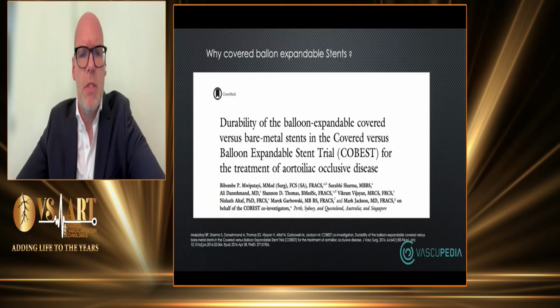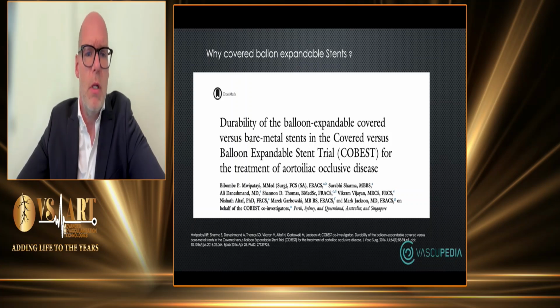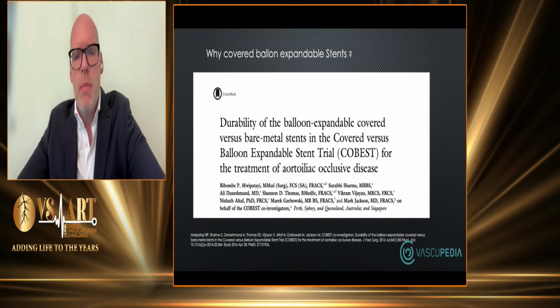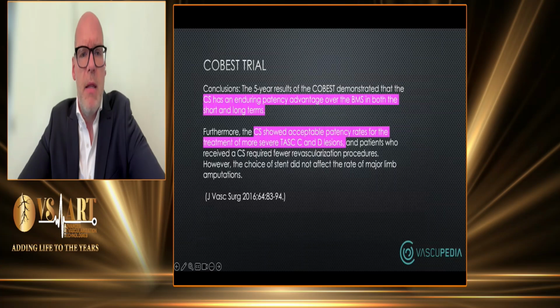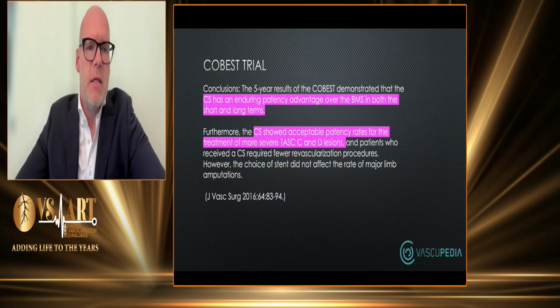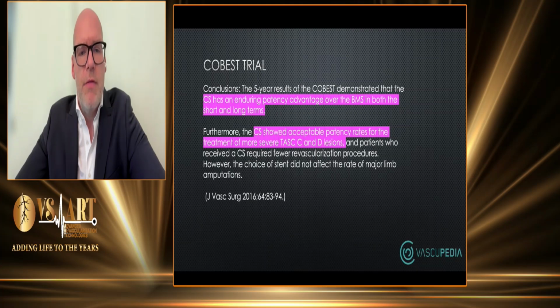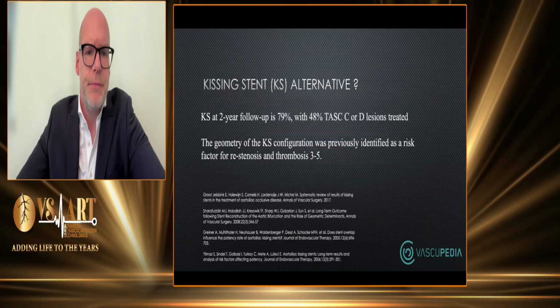So what kind of stents do we use in these IOD lesions? The COBAS trial has already shown in the year of 2016 that the normal balloon stent is not the best one in that way. We see that the covered stents have a better patency also in TASC C and D lesions, and it's much better in that way to use them instead of bare metal stents. So in TASC C and D lesions, we go for covered stents.